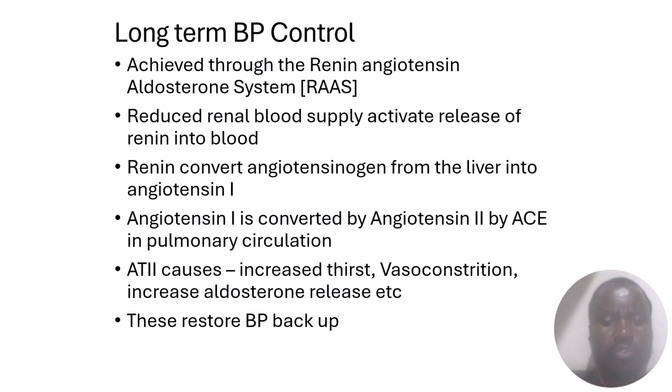For long-term control of blood pressure, it is the renin-angiotensin-aldosterone system, which ensures that there is production of angiotensin II after poor perfusion of the kidneys. This will lead to vasoconstriction, increased thirst, and increased aldosterone activity. This will lead to restoration of blood pressure back up.